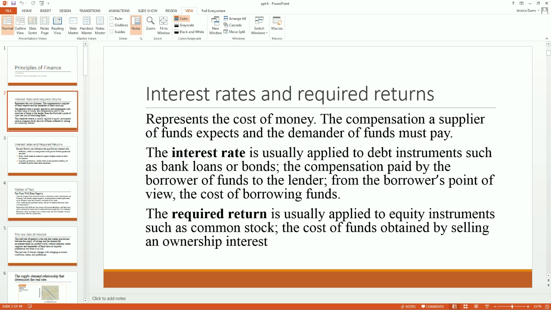The required return is applied to equity instruments. The term required return belongs to equity. Equity is things such as common stock. It's the cost of funds obtained by selling an ownership interest.